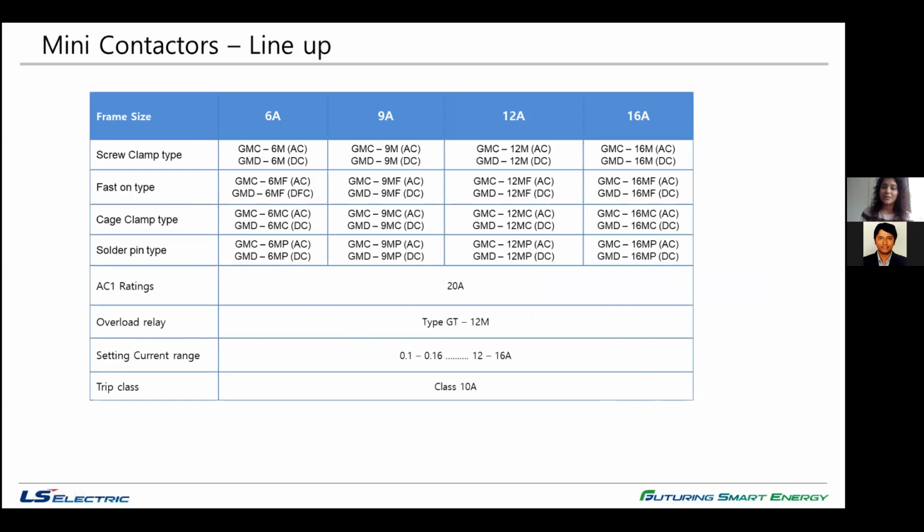Overload relay is type GT series. And the setting current range, which you can select, is from 0.1 to 0.16 up to 12 to 16 ampere. Tripping class is class 10.